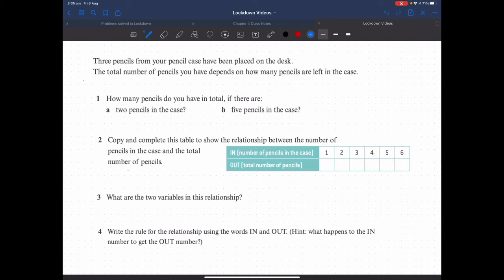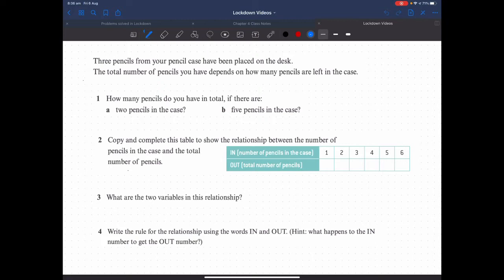In this video, I'm going to be introducing exercise 5b using pronumerals. The examples I'm using are all from your textbook. So we start off with the exercise being told 3 pencils from your pencil case have been placed on the desk. The total number of pencils you have depends on how many pencils are left in the case.